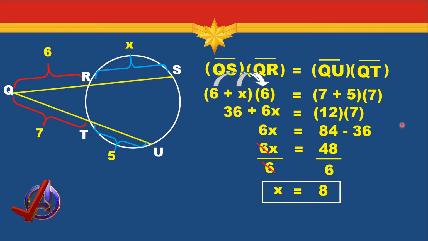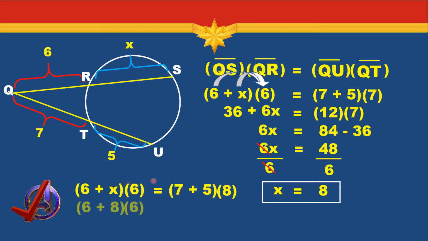Now, again, by checking, pero hindi nyo na kailangan i-check kapag sure na kayo, pwede namang diretso na. Not necessarily na kailangan every time i-check nyo. So, substitute natin yung value ng x. So, x will become 8. Galing yung equation na yan dito, ha? So, 6 plus 8 times 6 is equal to 7 plus 5 times 8.